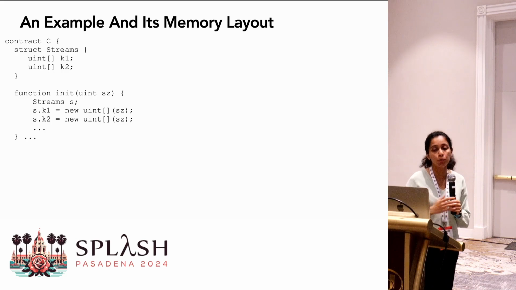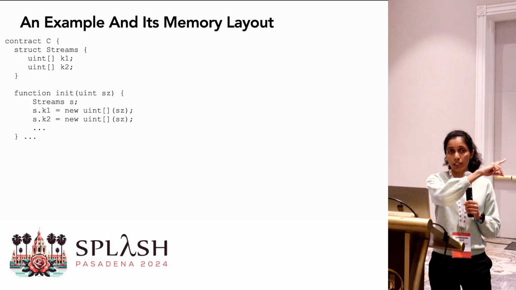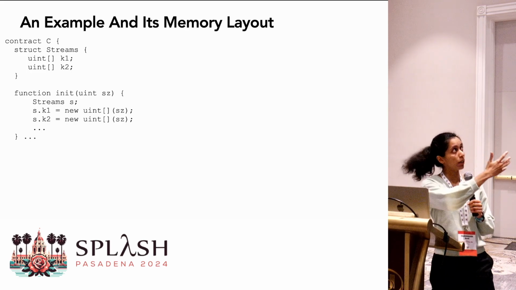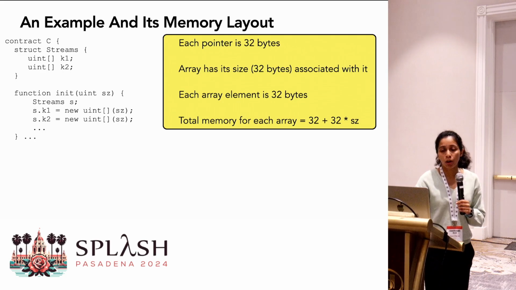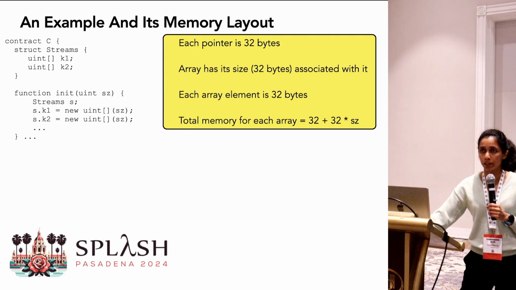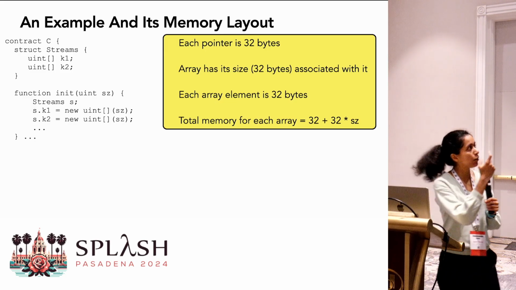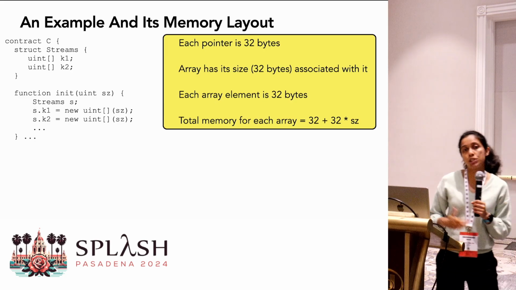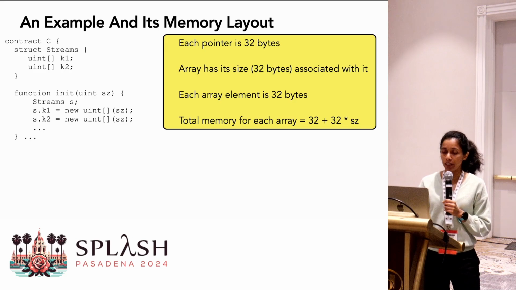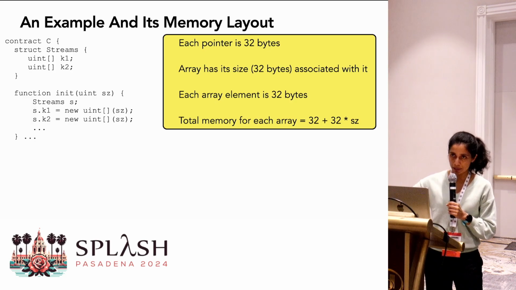To make this a little more concrete, let's look at a particular program. Here we have a contract. This is Solidity code. It has a contract called C, and there's a struct called streams, and it has two arrays. A few facts: the pointers are all 32 bytes, and the array itself has a size. When memory is allocated for the array, the first element is actually not the first element of the array, but the size of the array, which is really nice. Each of the elements themselves is 32 bytes. So in total, you need 32 plus 32 times the size of the array.